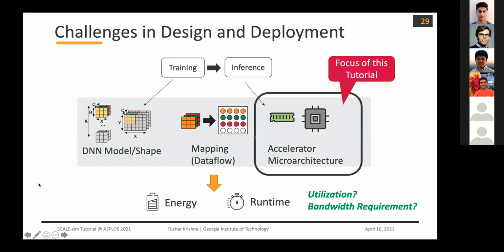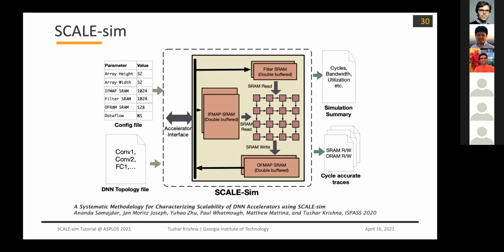So that's going to be the big focus of this tutorial, right? So we're going to focus on this box. Of course, acknowledging that you really need to get this co-design loop to work to get efficiency. But this tutorial will focus on this box, and talk about how you can model these accelerators and understand both utilization, bandwidth requirements, and how different microarchitectural knobs are affecting performance.